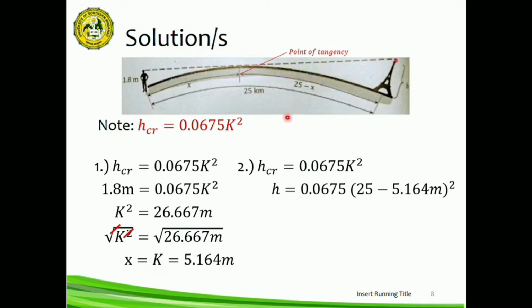At we simply substitute the value of X na 5.164 meters. So, naging ganito po yung kinalabasan. So, we have H is equal to 26.56 meters. Ganito na po yung sagot niya. At that is the final answer.